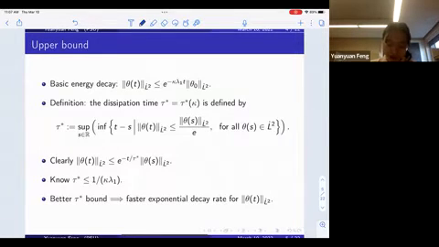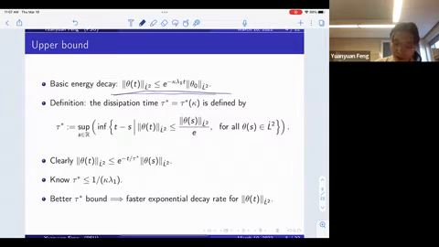By this definition, it clearly implies that the L2 norm is bounded by e raised to negative t divided by tau star times the initial L2 norm. This is just because of the definition of the dissipation time. And from the basic L2 energy decay, we can see that the dissipation time tau star should have a natural upper bound, which is 1 over kappa times lambda 1, right?